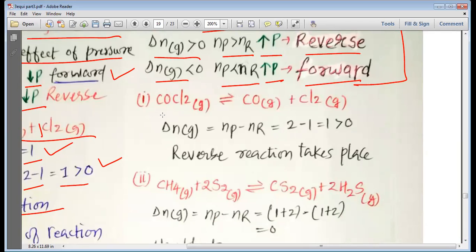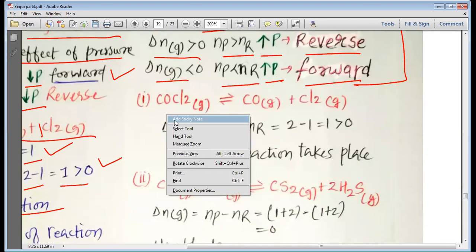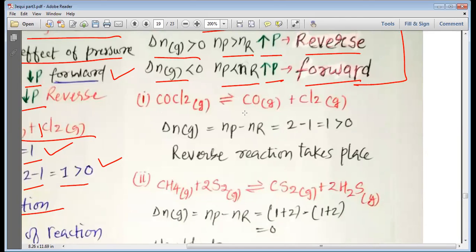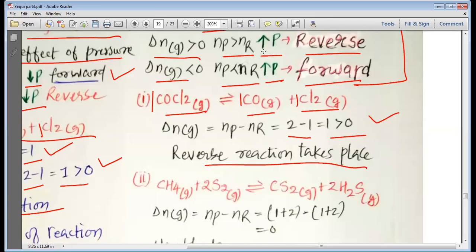Let us understand it. COCl2 gives CO gas and Cl2 gas. On the product side we have 1 mole of gas, 1 mole of gas, total 2 moles of gas, and on the reactant side we have only 1 mole of gas. So NP minus NR is equal to 2 minus 1, which is 1, that is greater than 0, and therefore the reverse reaction takes place because in all cases we are going to increase the pressure. So increase in pressure will cause the reverse reaction.